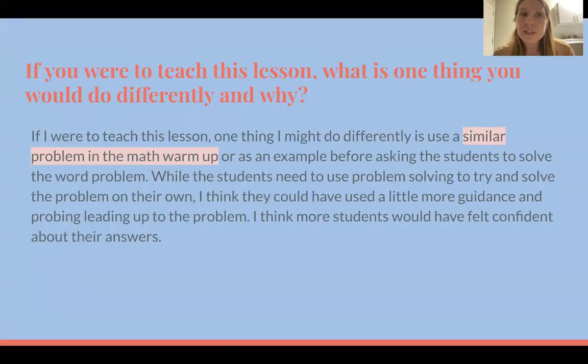If I was to teach this lesson, one thing I would do differently is put a similar problem in the warm-up or as an example before asking the students to solve the word problem. While the students need to use problem-solving skills and try to solve the problem on their own, I think they could have used a little more guidance and probing leading up to the problem. I think more students would have felt confident about their answers.